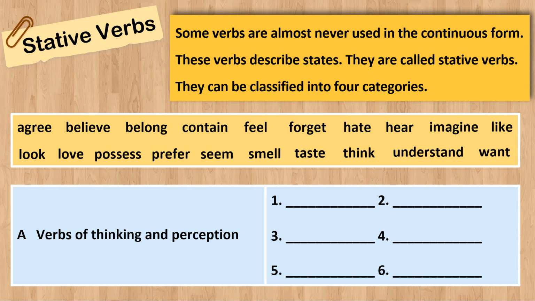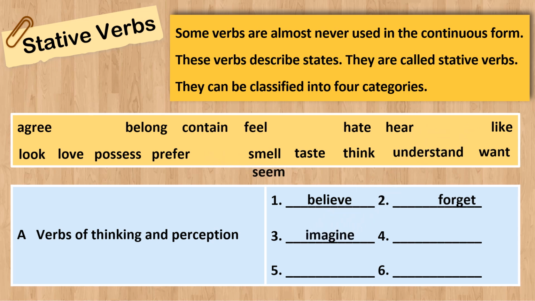Okay, let's take a look at the verbs in this category. The first one is believe. We have forget, imagine, seem, think, and understand. These verbs don't describe something you do with your body. They describe ideas or thoughts. That's why they are stative.